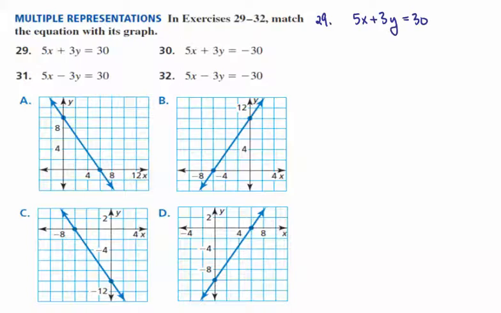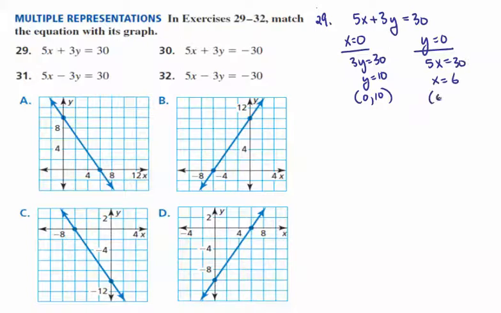is equal to 30. And we're going to, again, let x equal 0. We get 3y equals 30. Y is equal to 10. So we have the point 0, comma 10. Let y equal 0, and we get 5x equals 30. Well, 5 times 6 is 30, and so we have the point 6, comma 0.